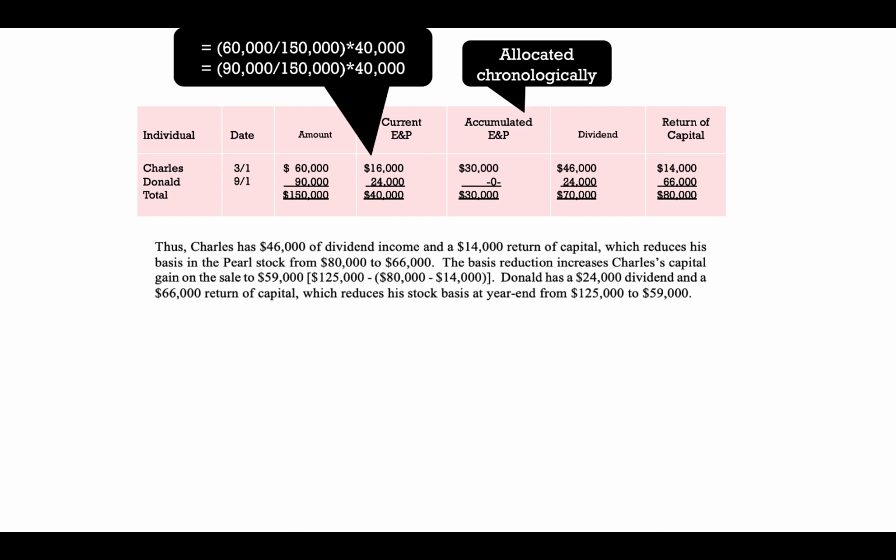So his gain is going to be $59,000. He received $125,000 from Donald to buy the stock. We subtract his basis of 80, and then we subtract his reduction in basis of 14. So he has a $59,000 capital gain. And Donald has a $24,000 dividend and a $66,000 return of capital, which is going to reduce his stock basis from 125 to 59.